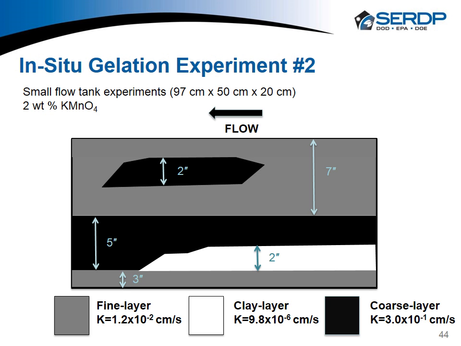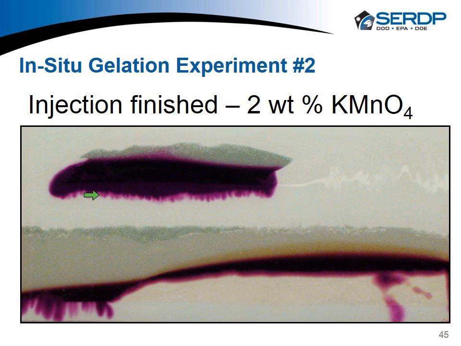Here we tried another experimental approach using potassium permanganate with gelling silicate solutions, and we used a smaller flow tank. Here again the black color represents the high conductivity layers and lenses, and white color represents the clay rich layer. We did our injection into the coarse lens here and into the coarse layer right at this point. And this solution includes 2 weight % potassium permanganate.